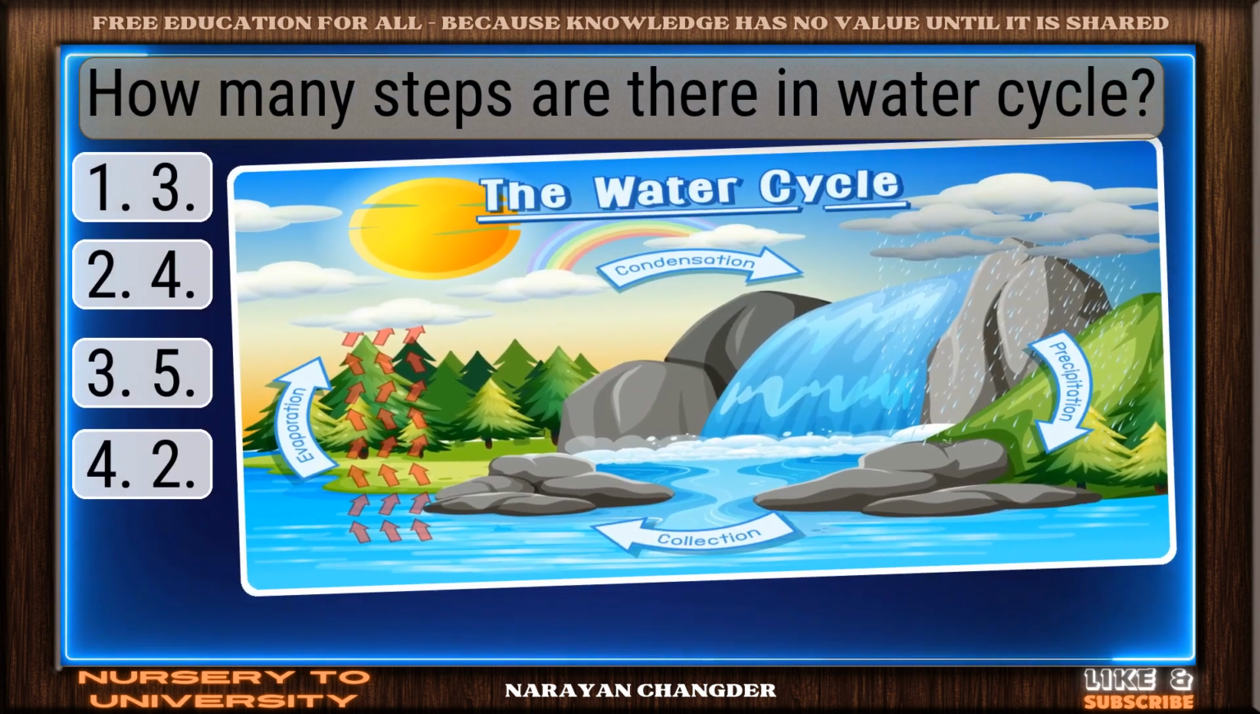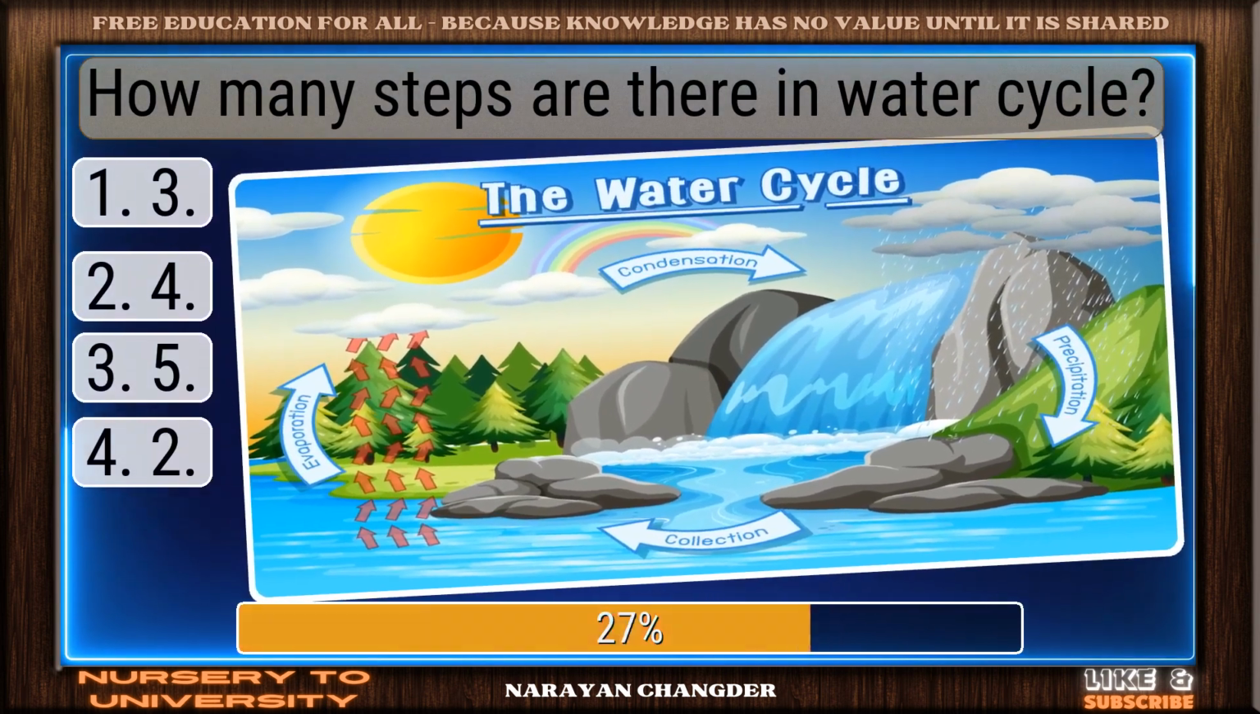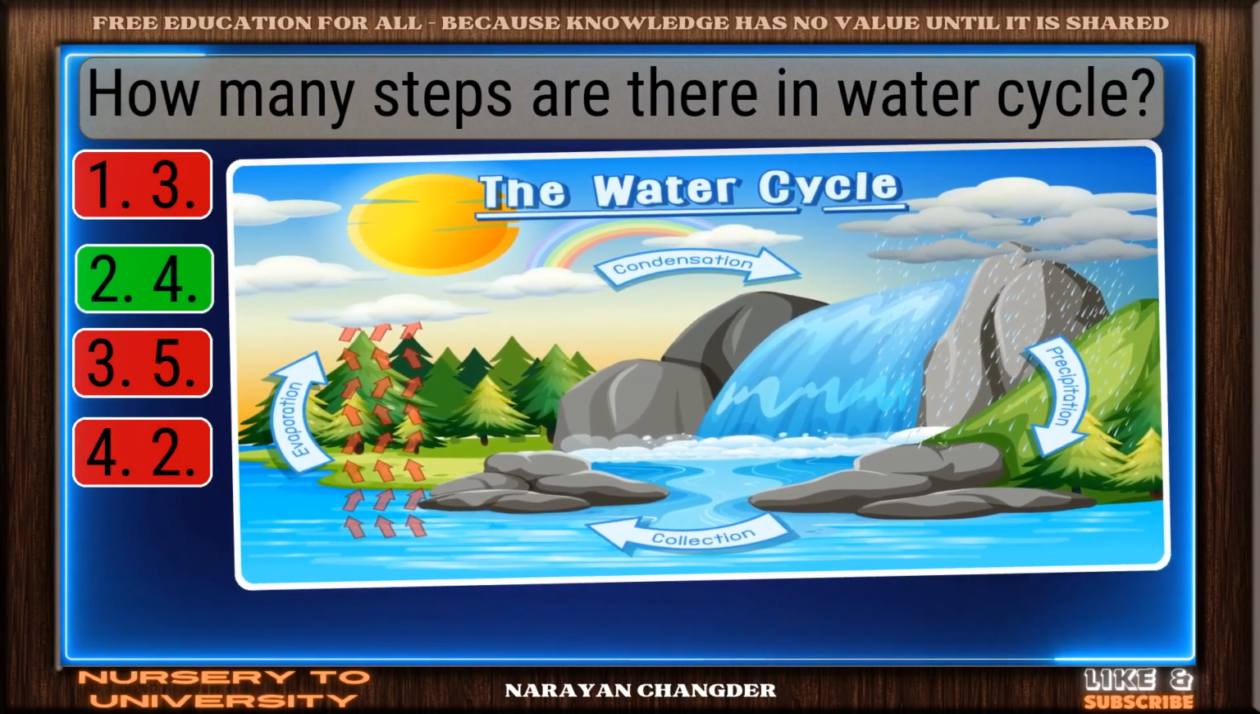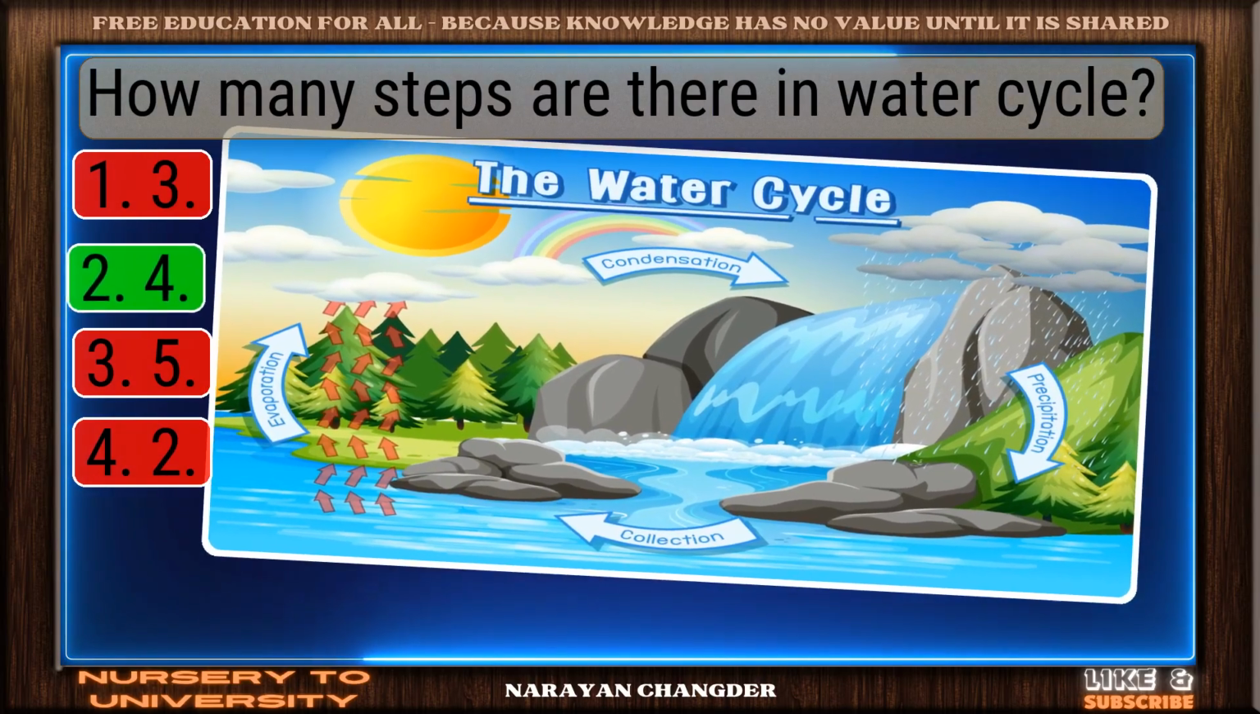How many steps are there in the water cycle? Clear logic. Your choice 4 is sound and 100% true.